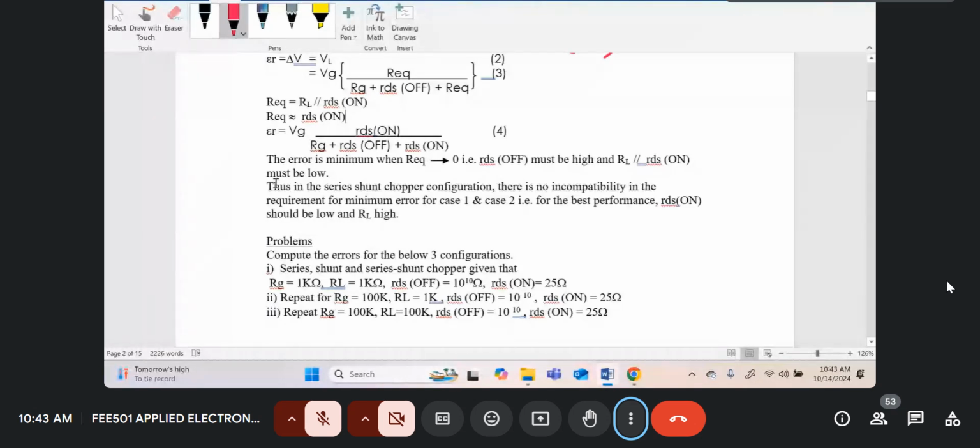So if we look at the first condition, the condition for the first case for the error to be small, and the condition for the second case for the error is small, we find that in this case, which is what I've written over here, thus in the series shunt configuration, there is no incompatibility in the requirement for minimum error for case 1 and case 2, i.e. for best performance, RDS on must be low, and RL should be high.